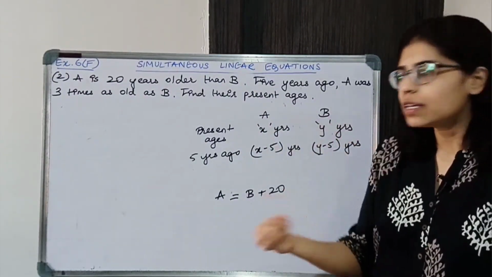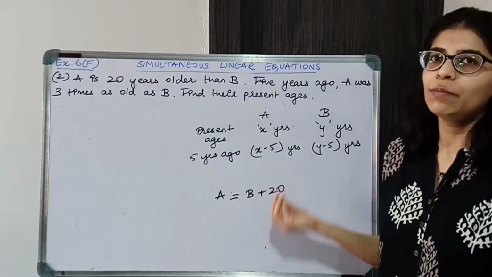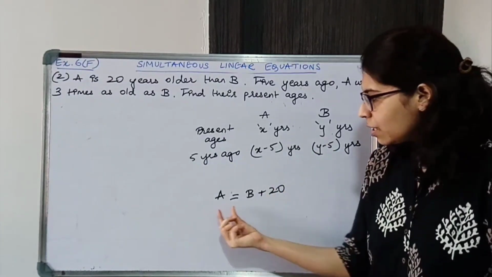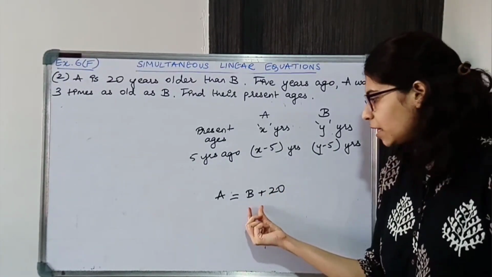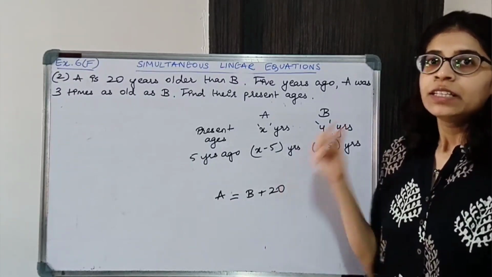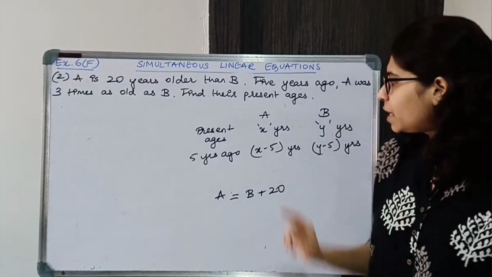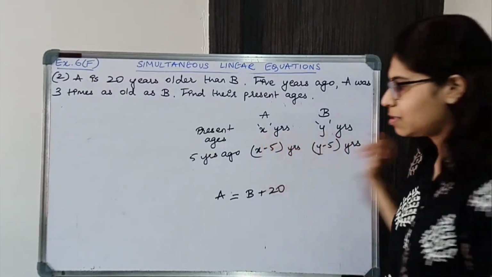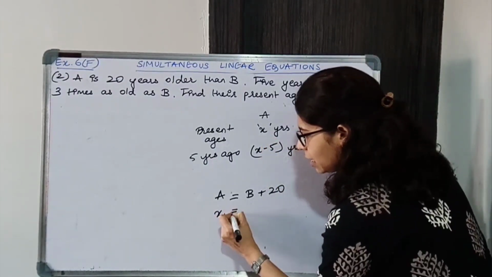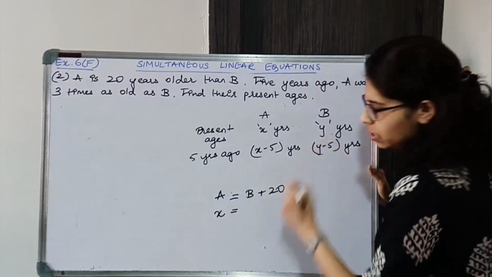But they have told A is older than B by 20 years. So A का age is equal to B का age plus 20. They are talking presently. ठीक है, present age का बात हो रहा है. So presently A का age is x years. So it will be x is equal to B का age is y years.